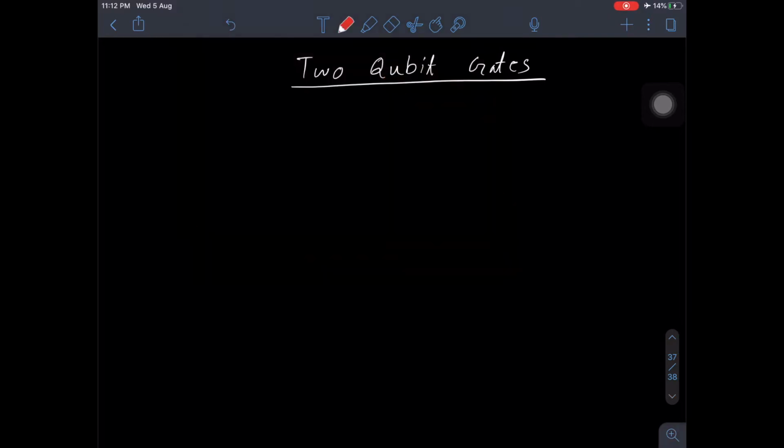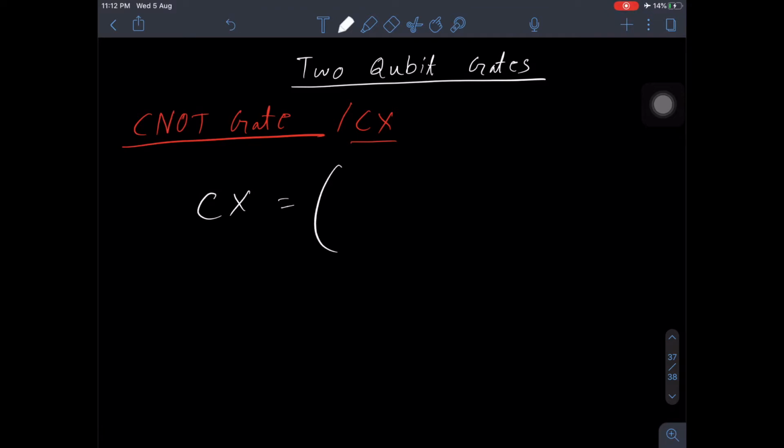The first one and the most important one is the CNOT gate, or sometimes it is called the CX, controlled NOT gate or controlled X gate. So what does it do? Let's write out the matrix representation first and then we will understand what it means. CX is defined by the following: you have 1 1 in this block, you have all zeros here because it will be a 4 by 4 matrix, all zeros here, and here it will be 0 1 1 0.